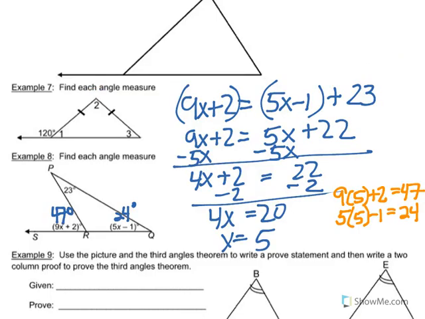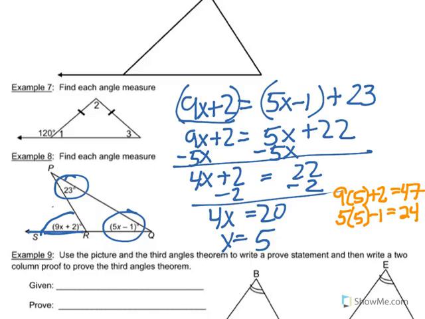Okay, so on this problem, since we know that the exterior angle right here, this is the exterior, is equal to the two non-adjacent interior angles, I set up a problem. 9x plus 2 is equal to 5x minus 1 plus 23, and then solved it out. You can see all my work there. We get down to x equals 5.